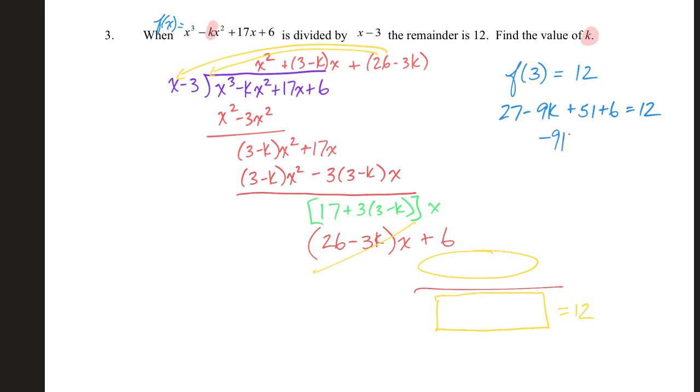Okay, maybe we spend a line just cleaning up the left side. That's a 78 plus 6, 84. Now that means we have a negative 9k equals a negative 72, and k equals 8.